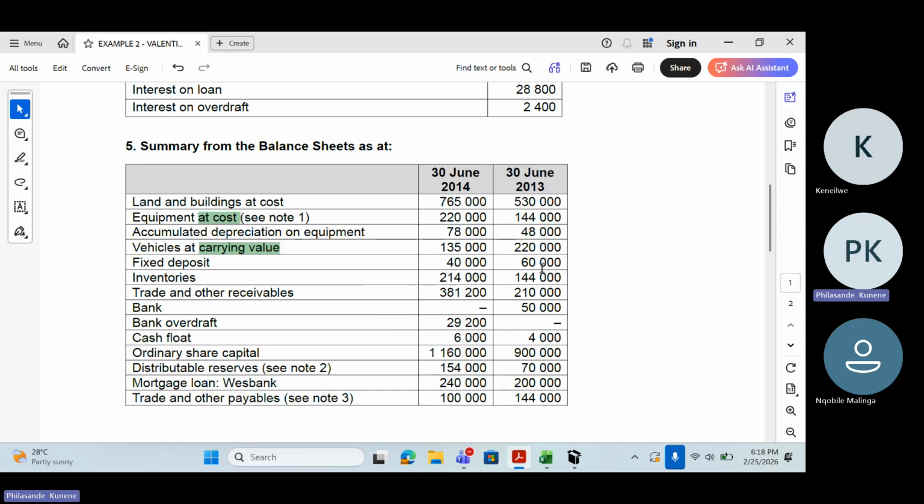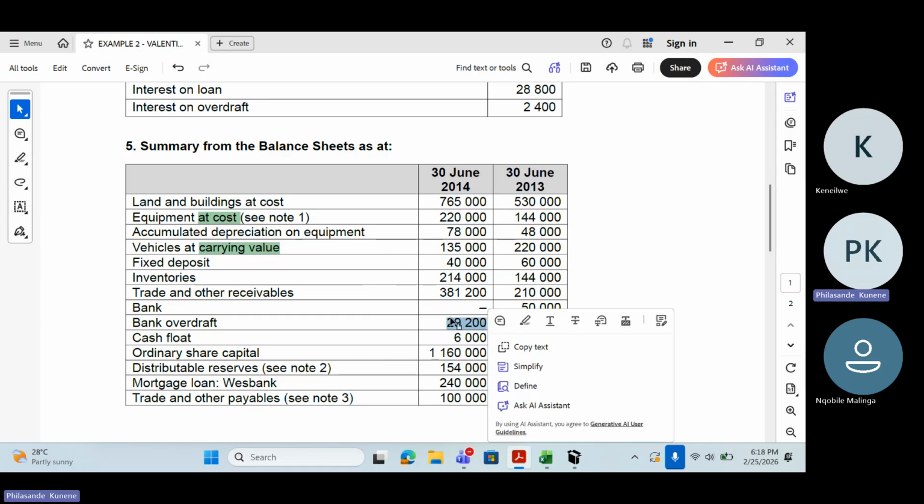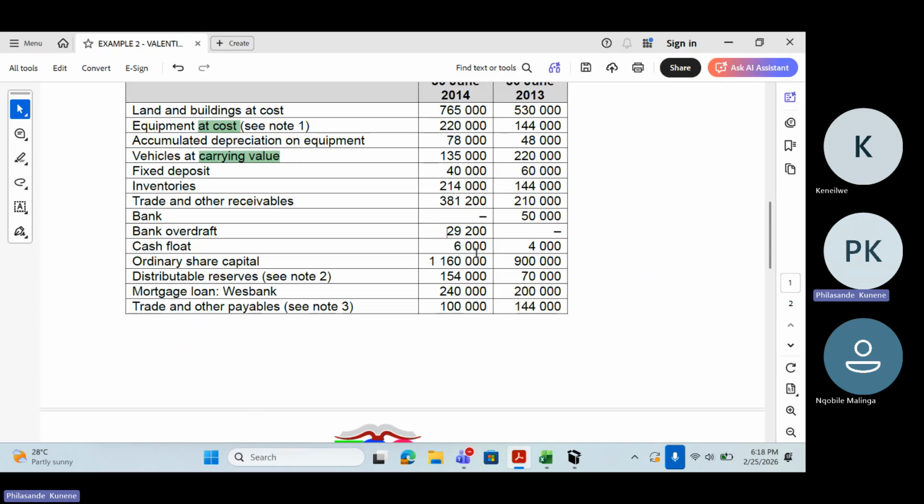Fixed deposits, 40,000, 60,000. Inventories, 214,000, 144,000. Trade and other receivables, 381,200, 210. Bank was 50,000 rands in the previous year as a favorable bank balance. This year we have nothing. Bank overdraft with 0, and then in the current year we have bank overdraft of 29,200 rands. Cash floats 4,000, 6,000. Ordinary share capital 900,000 in the previous year, 1,160,000 in the current financial year.